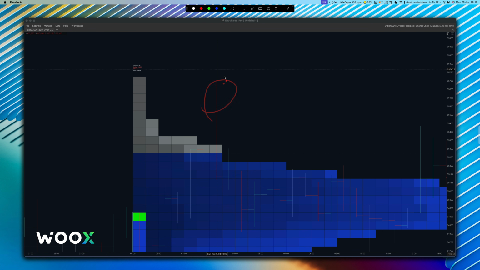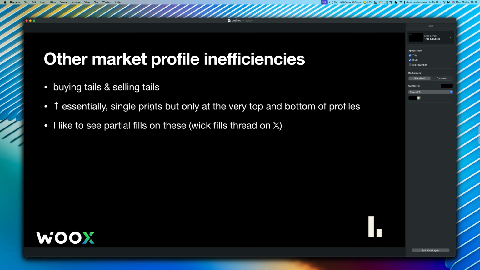These are probably one of my favorites to trade, and I'll talk about those in a minute. But yeah, that's that. I like to see partial fills on these. Again, wick fills is a complete thread I did on this on X. You can go and search it up, wick fills by me. Those are the main ones that I'm trading: single prints, buying tails and selling tails. Now let's talk about the different ways I like to trade them, because that's probably what you're here for.